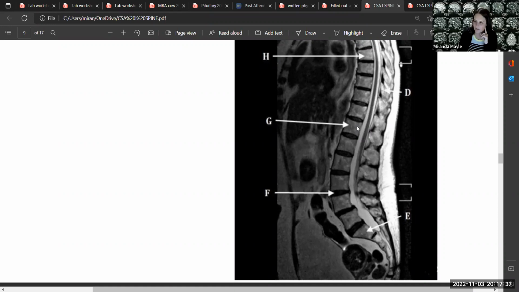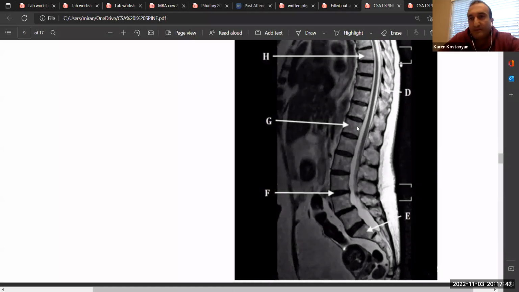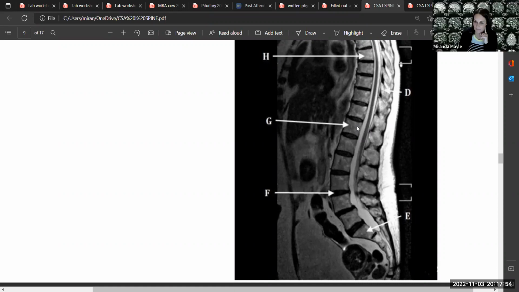How many vertebrae do we have in our cervical spine? 7. How many vertebrae do we have in our thoracic spine? 12. How many in our lumbar? 5. How many in our sacrum? 5. How many in our coccyx? 3 to 5. This one is the goofy one where it can change. People actually have different numbers, so anywhere from 3 to 5.